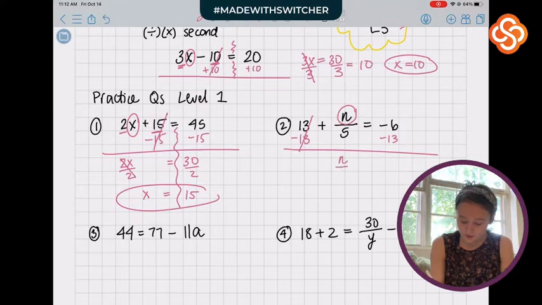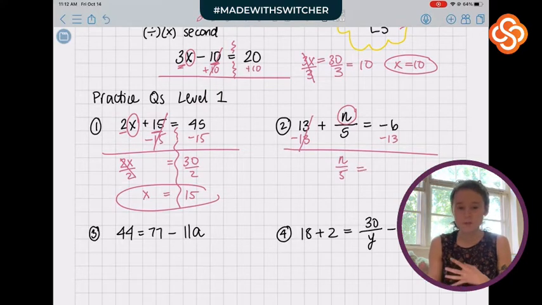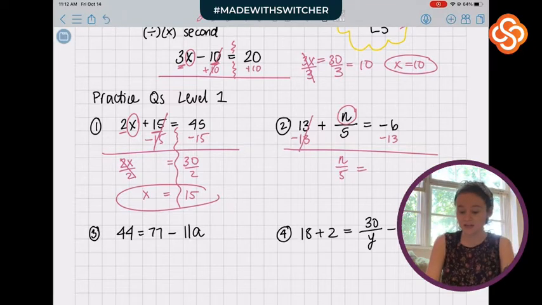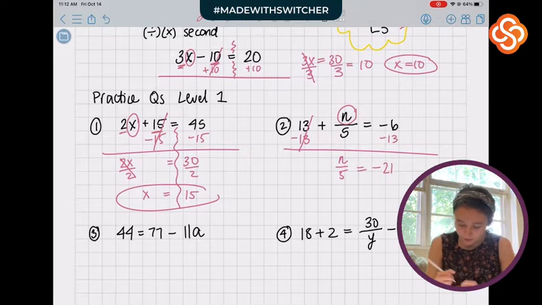I'm left with n over 5 is equal to, now I have a negative number. Don't worry about it. Just do the math, right? Use your calculator, whatever. These days we have access to that. So negative 16 minus 13 is also the same thing as negative 6 plus negative 13, which is going to give us negative 21. No, I'm lying. Negative 19.